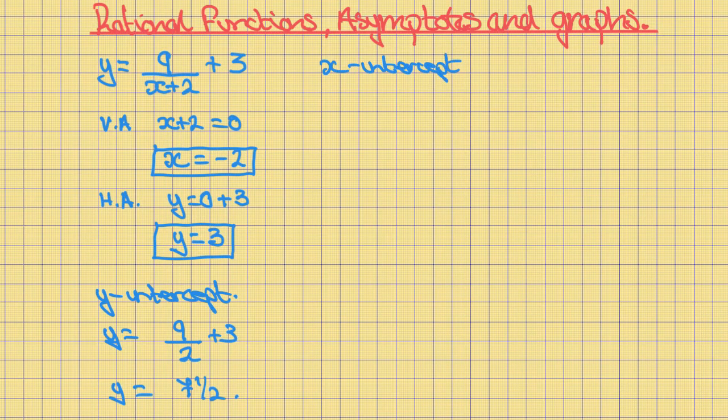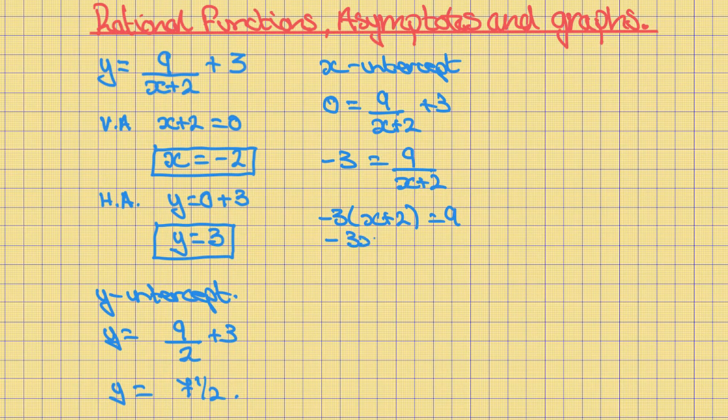Now we can find our x-intercept. To find that, we put our function equal to 0. So we get 0 equals 9 over x plus 2, plus 3. We'll now solve for x. So we get minus 3 equals 9 over x plus 2. Multiply through by x plus 2. So we get minus 3 times x plus 2 equals 9. Multiply out. So we get minus 3x minus 6 equals 9. Solve for x. So we get x equals minus 5.